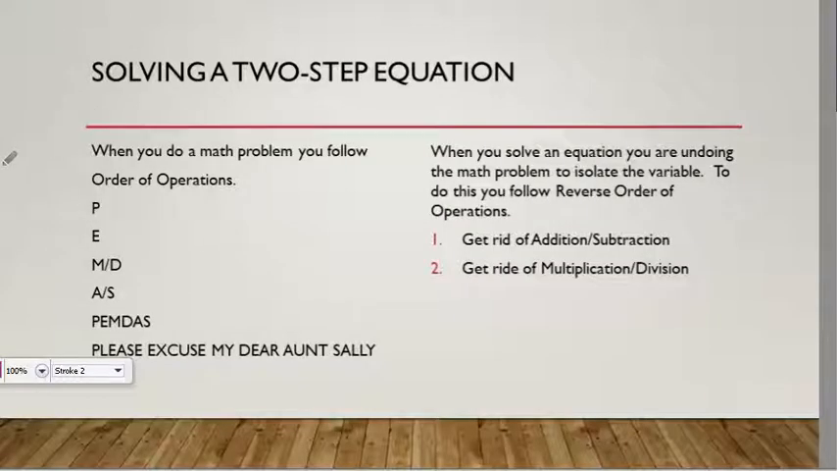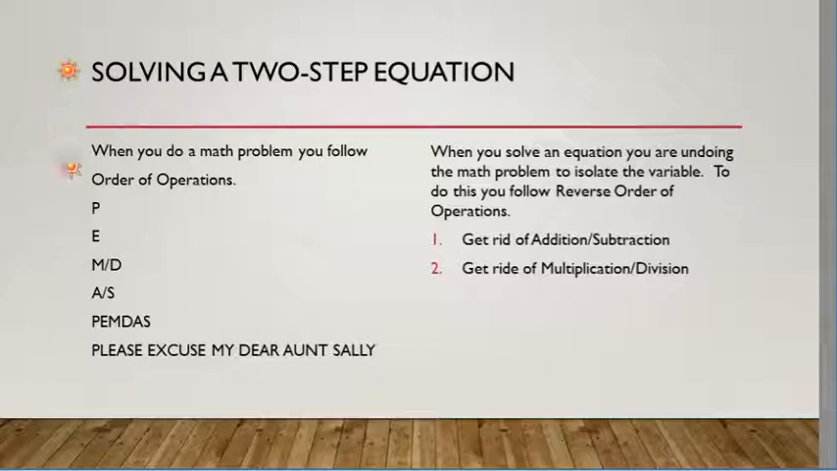So far, all of the equations that we have learned how to solve have been one-step equations. That means that there was one step that we needed to do in order to get the variable all by itself. The next thing we are going to learn is how to solve a two-step equation. A two-step equation means that there are two things that we have to get rid of or undo in order to get our variable all by itself.